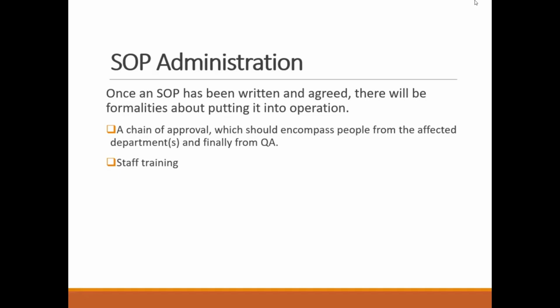SOP administration then: once an SOP has been written, agreed and approved, there should be formalities for putting it into operation. So there should be a chain of approval which should encompass people from the affected departments, and finally QA will always have the final approval sign off on that. And as previously mentioned, if the SOP requires training or retraining or upskilling, that needs to be a formal process to ensure that that actually happens and is documented.